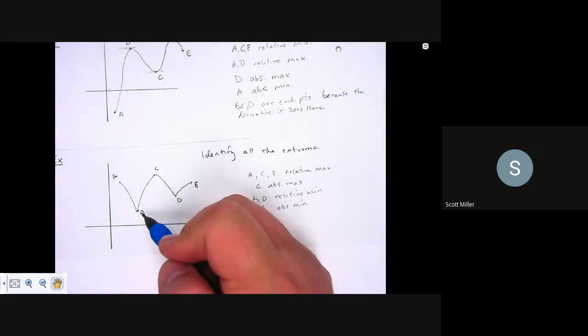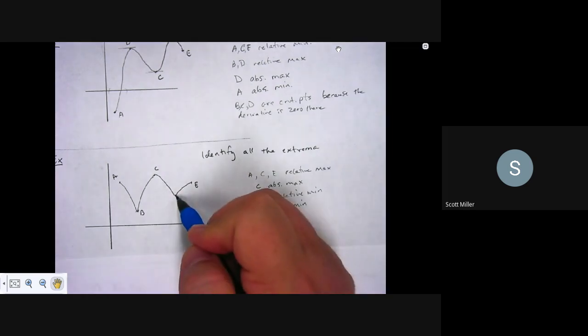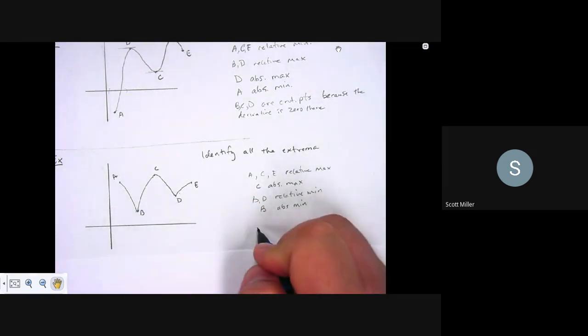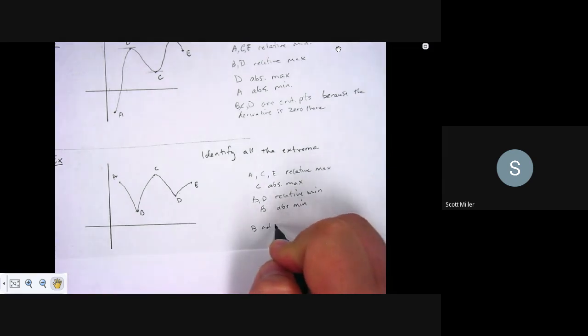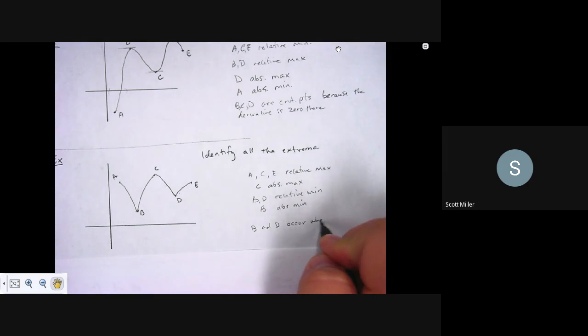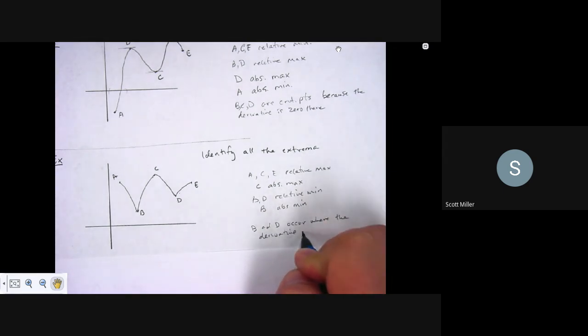But look at how this graph looks. See at B, we have this little corner here, and D, we have the corner here, and we talked about that. So what's the derivative at these points? Well, when I have these little corners or cusps like this, remember the derivative is not defined. So that means B and D occur where the derivative is undefined.